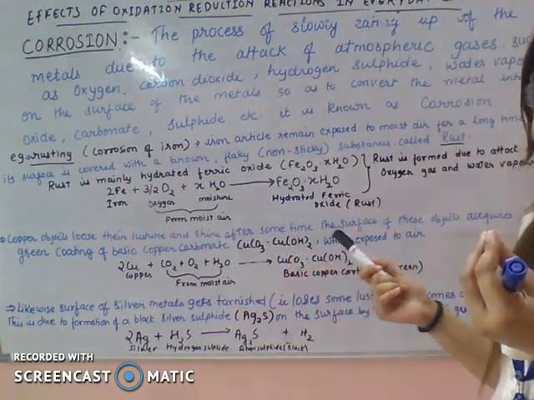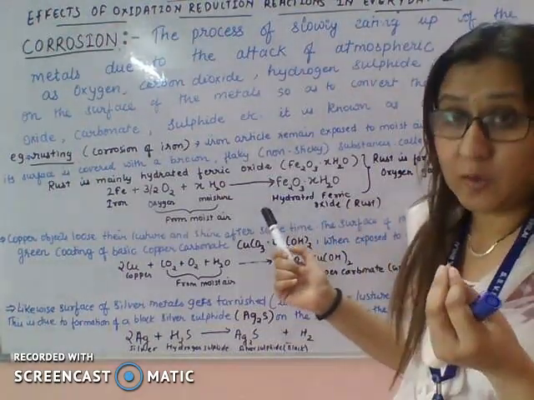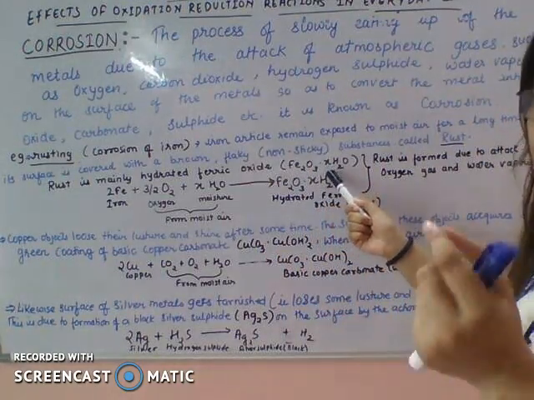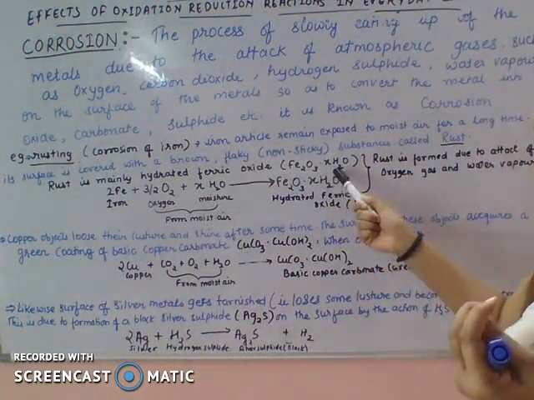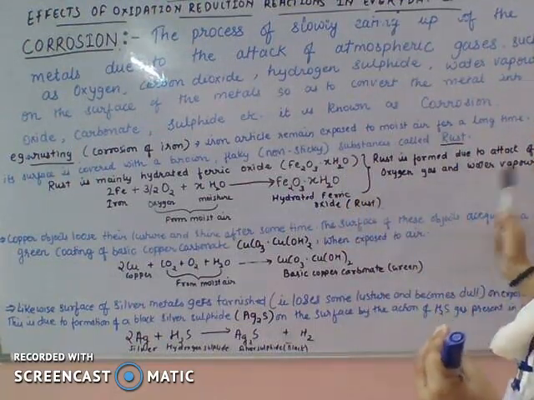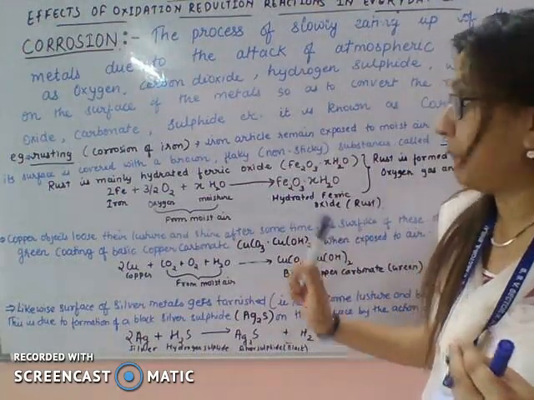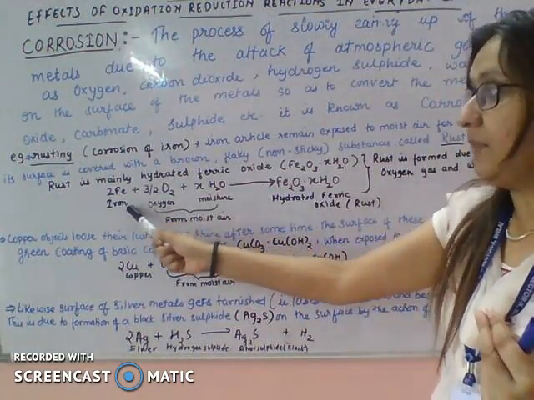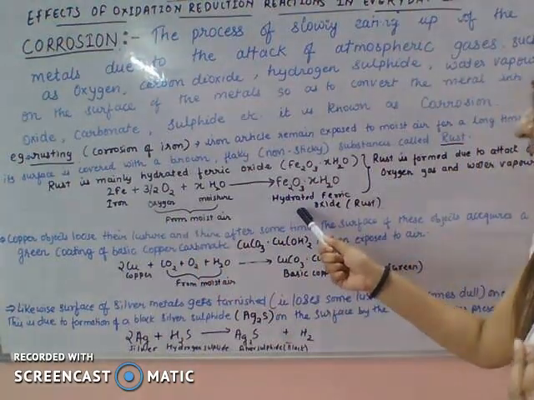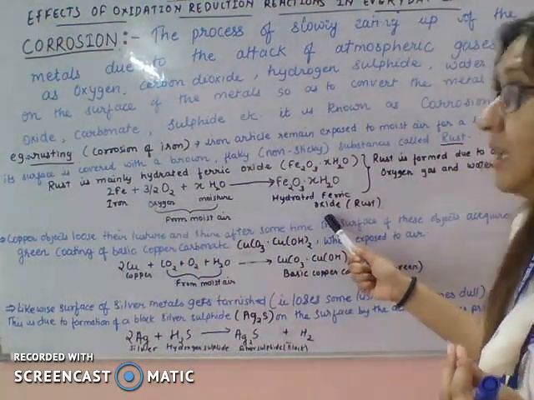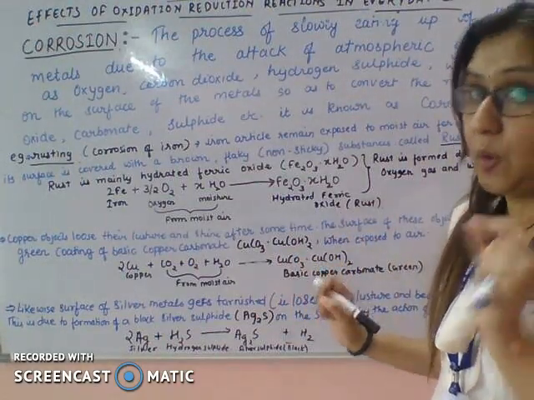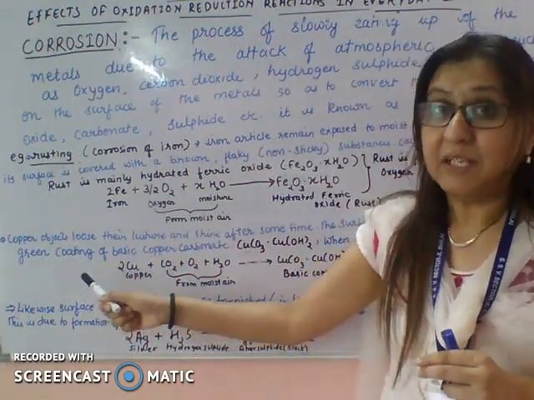Rust is nothing but hydrated ferric oxide, Fe2O3.xH2O, where x is the number of water molecules present in it. Rust is formed due to the attack of oxygen gas and water vapor. See, when iron gets in contact with moist air, it will form the hydrated ferric oxide, that is rust, Fe2O3.xH2O.